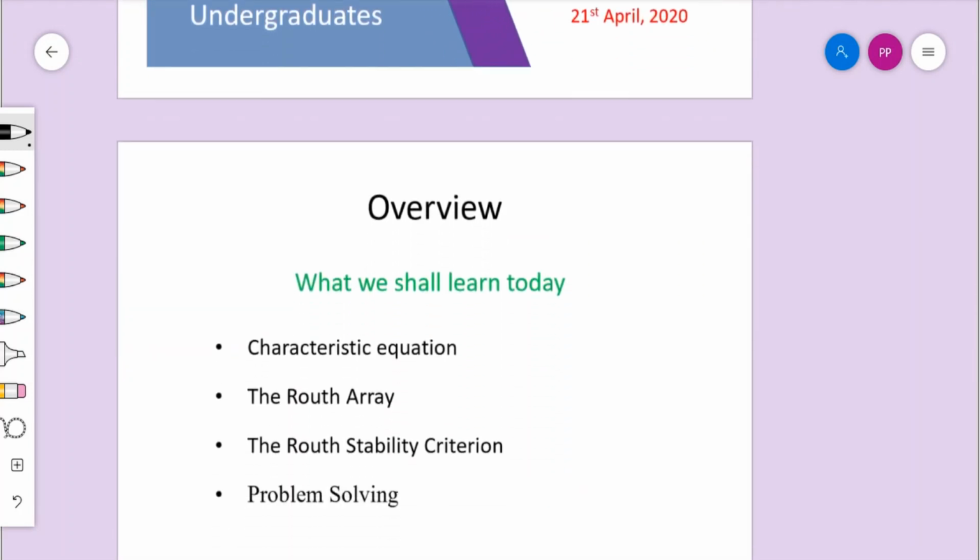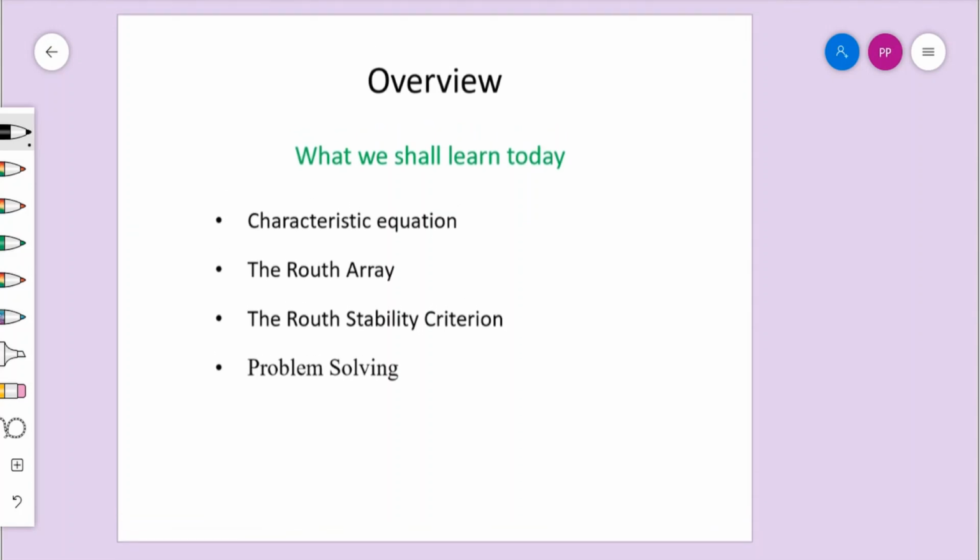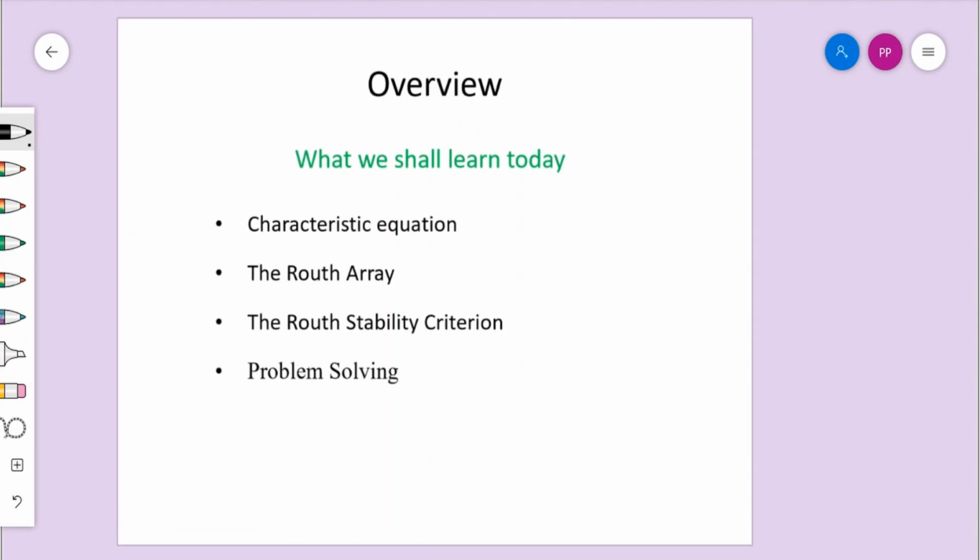So the points we are going to consider in this session are: see the characteristic equation of an LTI system, study the Routh Array, study the Routh Stability Criterion and understand it and apply it to solve various problems for determining the stability of LTI systems using the Routh Stability Criterion.